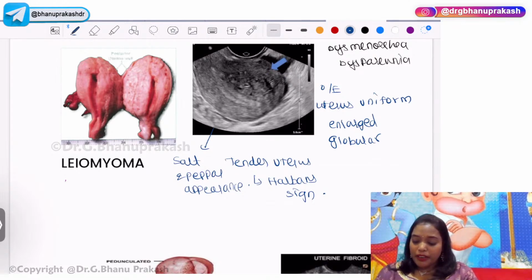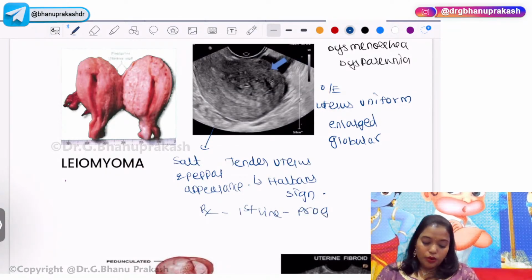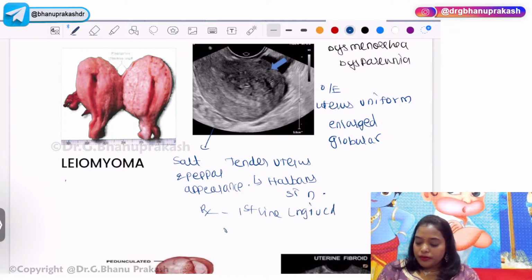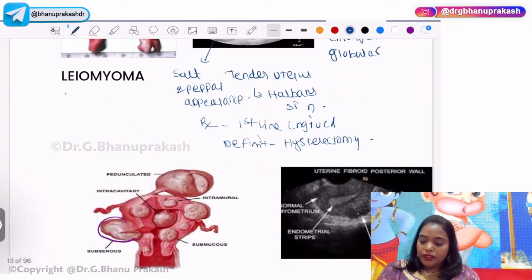Now, what is the treatment? The first line is progesterone. Estrogen will help in growth, so I'm going to give first line as progesterone. I mainly use LNG IUD as the first line, whereas the definitive treatment is hysterectomy, right?